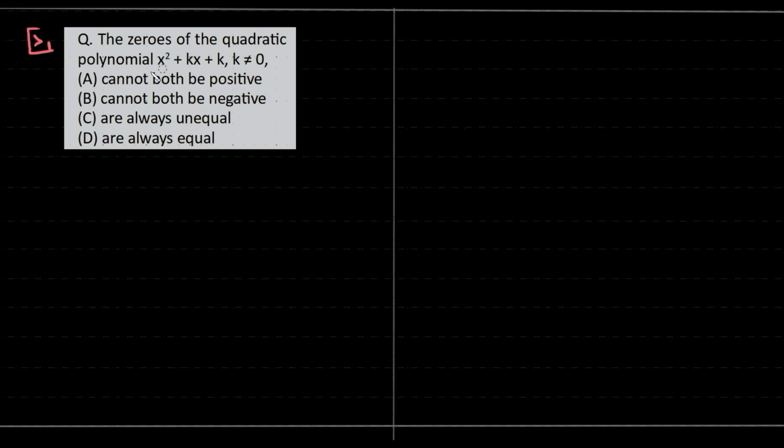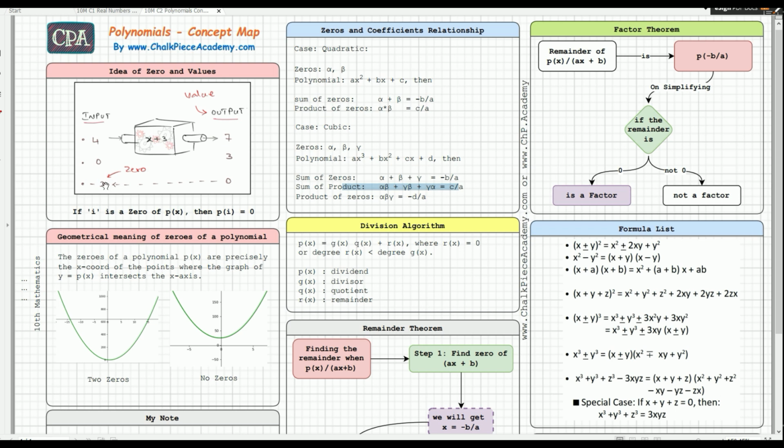The zeros of the quadratic polynomial, this particular expression, cannot both be positive, cannot both be negative, or always unequal, or always equal. Okay, first thing is, let's recap what is a zero. A zero is that input value which when substituted will give us an output of 0. Agree?